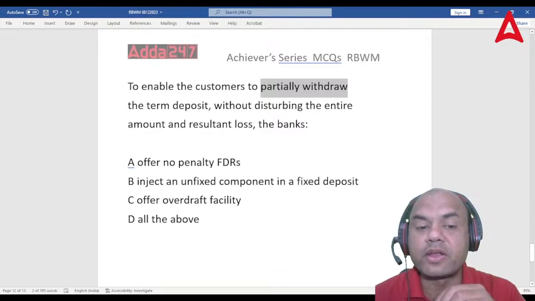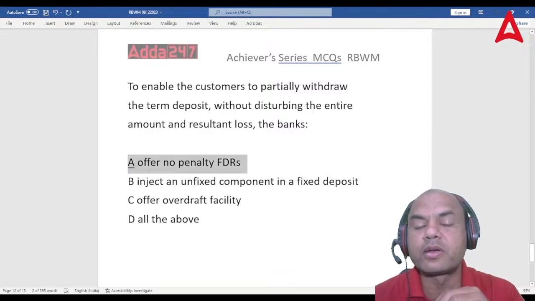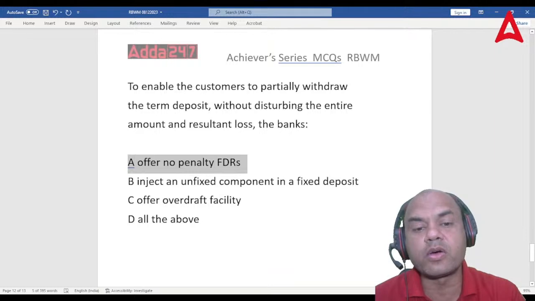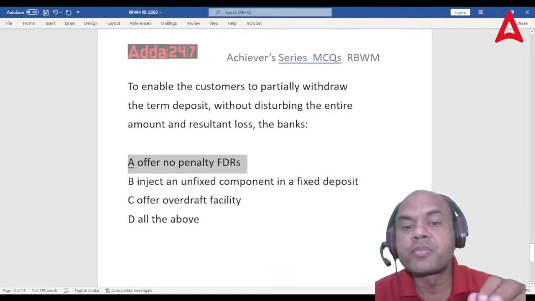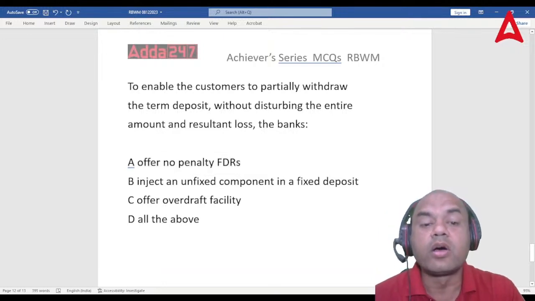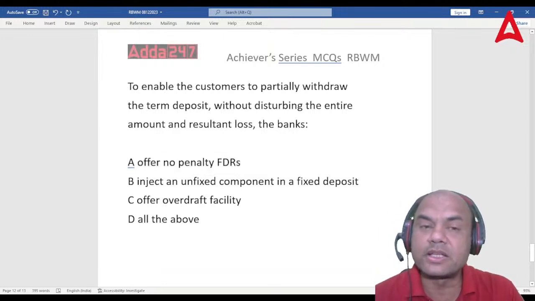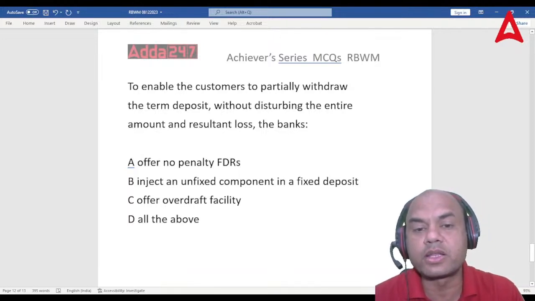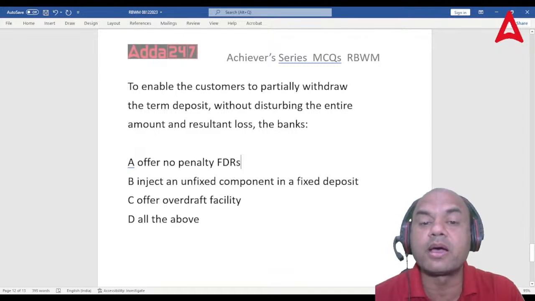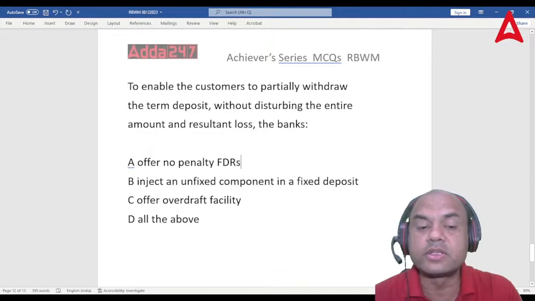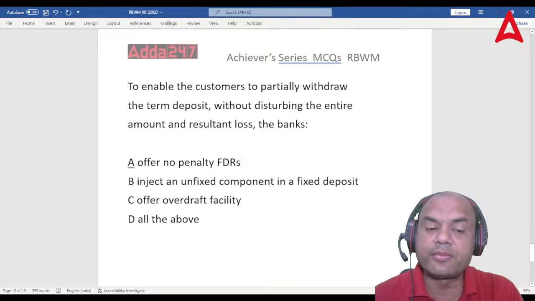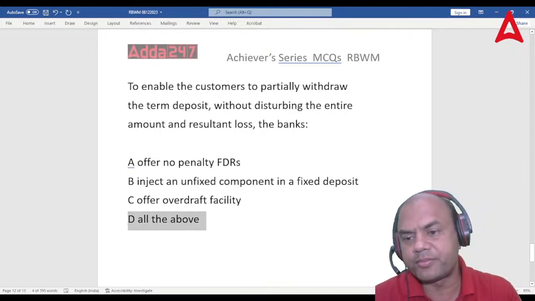So in that case, partially withdrawing. If I offer no penalty FDR means what? The customer will be able to withdraw all the FDs. He'll be withdrawing full FD. Okay. So that is also one thing. Or even the customer can withdraw the partial FDs also, because I have seen that also. Suppose if 1 lakh FD, I want only 40,000, the customer will withdraw 40,000 and make another FD for 60,000. Inject an unfixed component, so that is also injected, and offer an overdraft. So the answer will be actually all of the above, right?